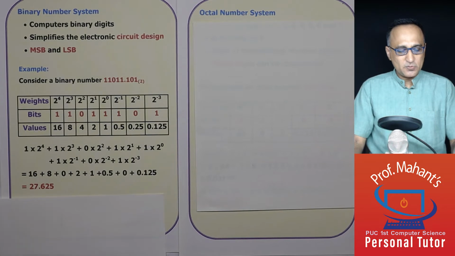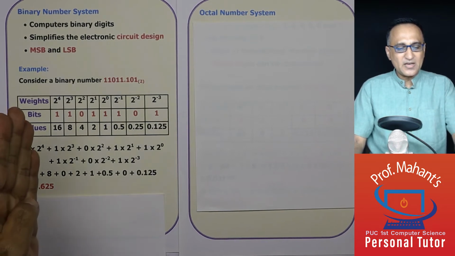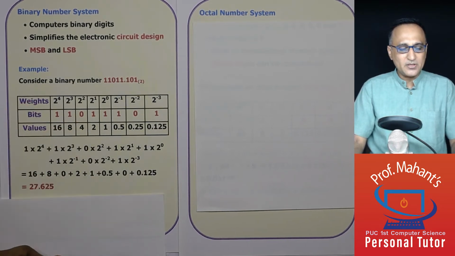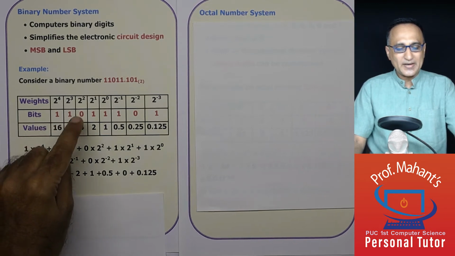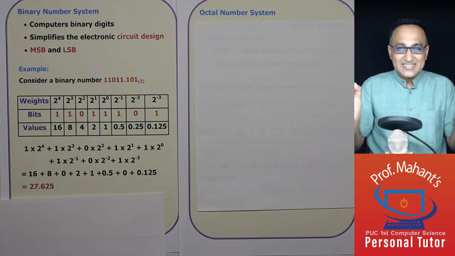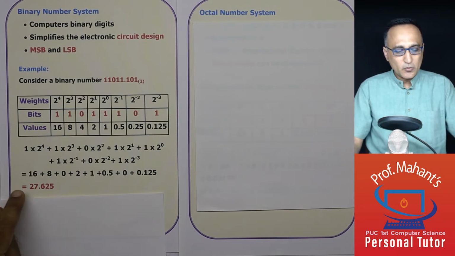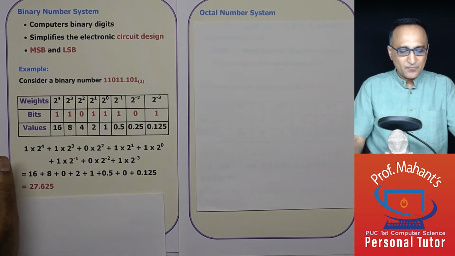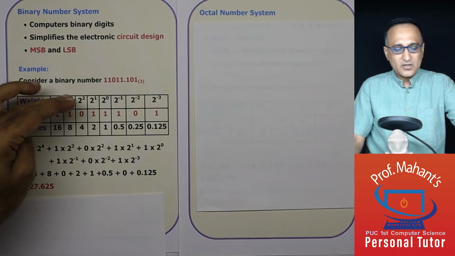you are going to end up getting 27.625. So just be sure you understand how you convert a binary number into a decimal number by multiplying it with its weights. If you multiply each individual digit with its exact corresponding weight, you are going to get the exact value. So this should give you an idea about the weights.